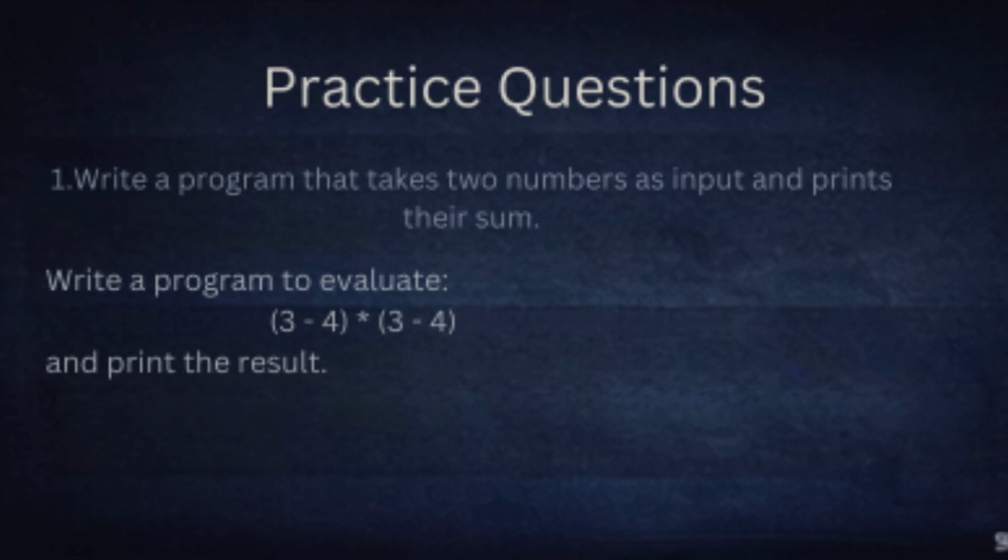Now let's practice what we learned about Python operators. Question 1. Write a program that takes two numbers as input from the user and prints their sum. Question 2. Write a program to evaluate the expression (3 minus 4) multiplied by (3 minus 4) and print the result. Remember to follow Python operator precedence while solving the expression. Pause the video, try solving these questions, and then continue.